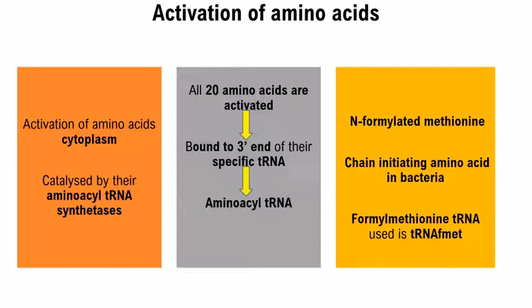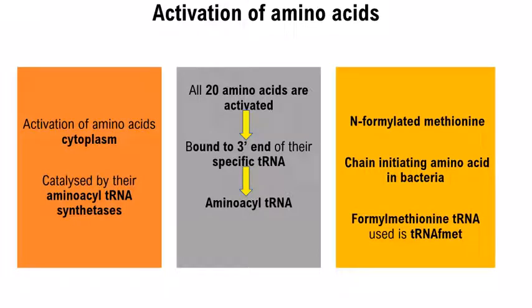This activation of amino acids is carried out within the cytoplasm by the enzymes called amino acid tRNA synthetases. In this manner, all 20 amino acids will be activated first and then attached to the 3' end of the specific tRNA molecule in the presence of ATP and magnesium. The initiator tRNA is formed by addition of N-formylated methionine. It will add the first amino acid, N-formyl methionine, during the protein chain synthesis.